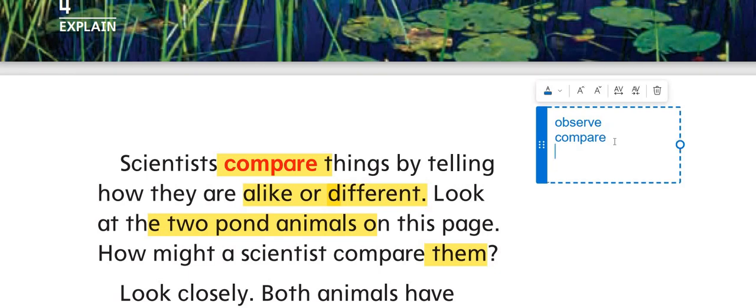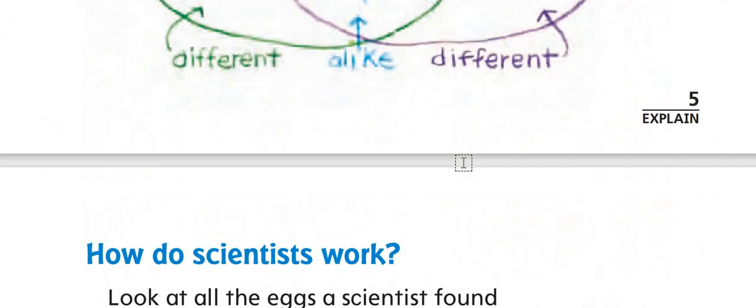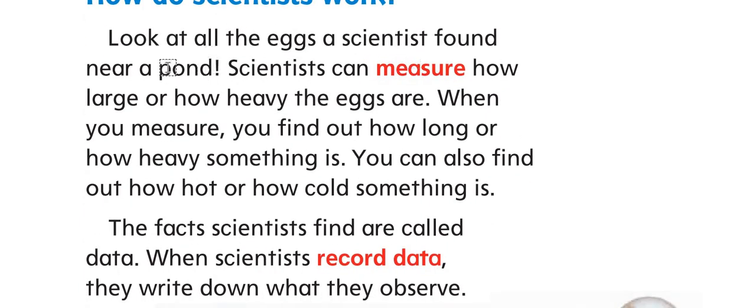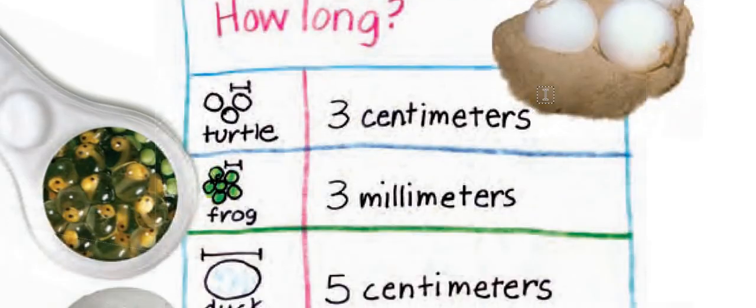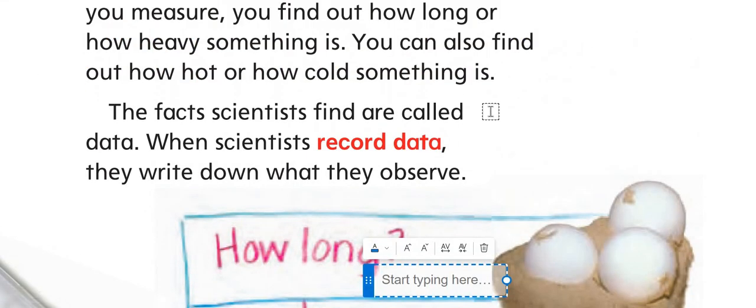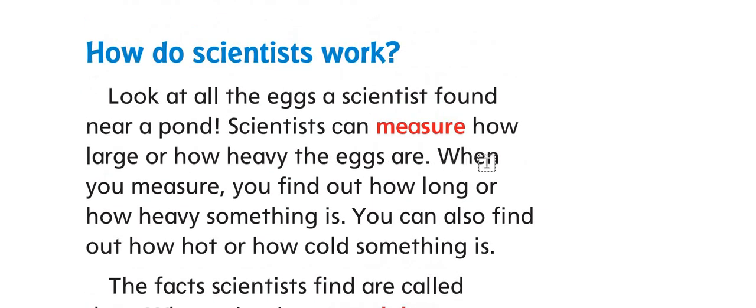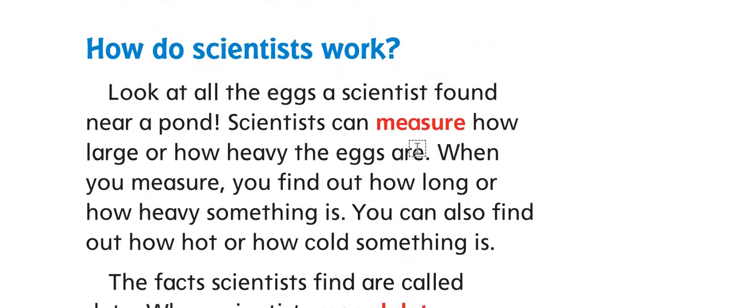Okay, then we have classify. Okay, right. So how do scientists work? Look at all the eggs scientists found near the pond. Scientists can measure how large or how heavy the eggs are. So they can measure how heavy it is, or its mass, how heavy or how light.